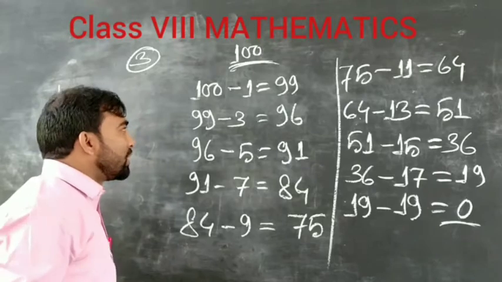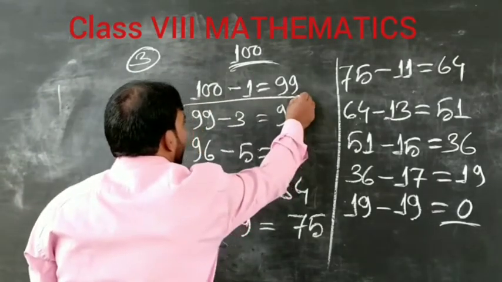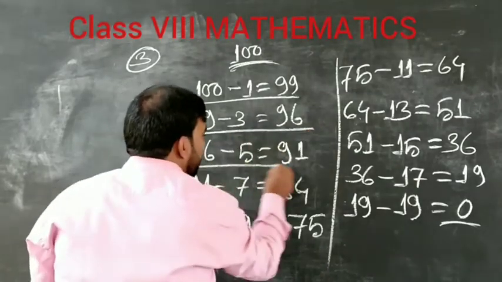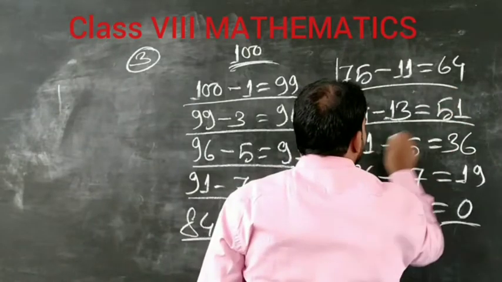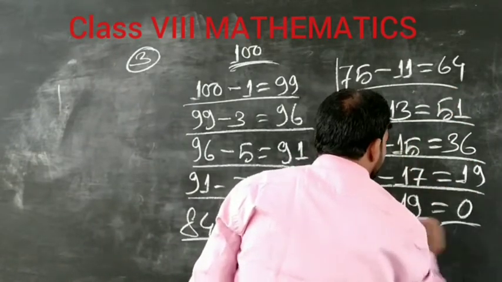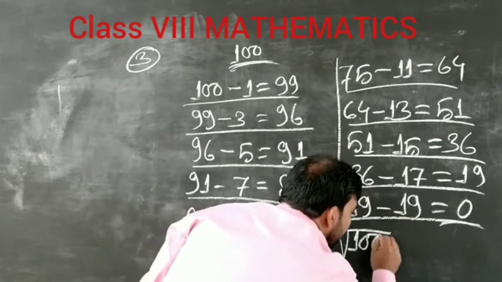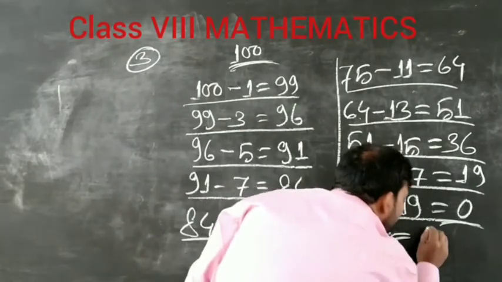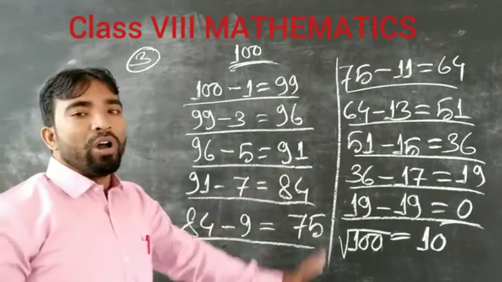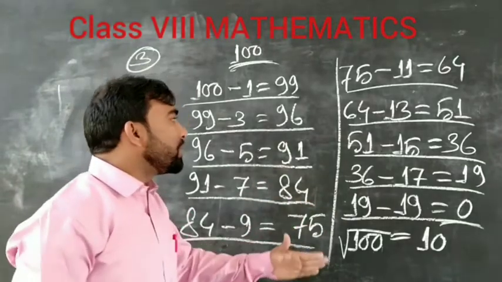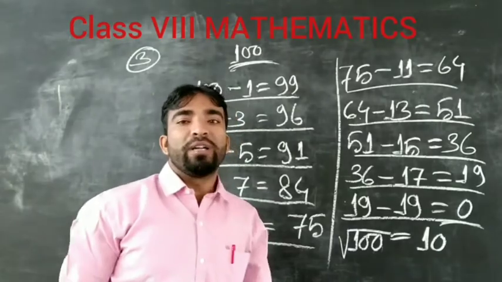Now we have to find out what the square root is. To find the square root, how many times have we subtracted? 1, 2, 3, 4, 5, 6, 7, 8, 9, 10. So the square root of 100 equals what? 10, because we have subtracted 10 odd numbers. We have subtracted 10 odd numbers, so the square root of 100 is 10.